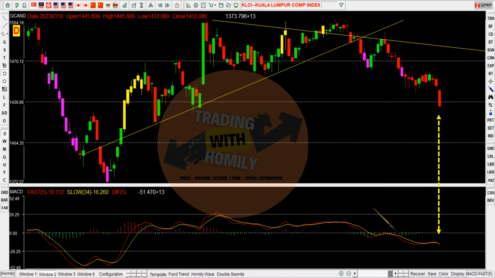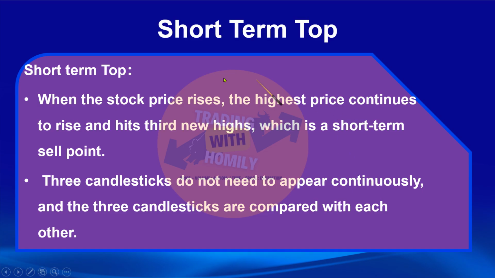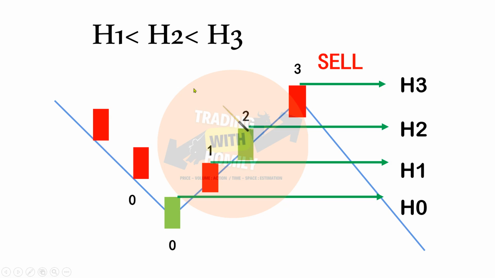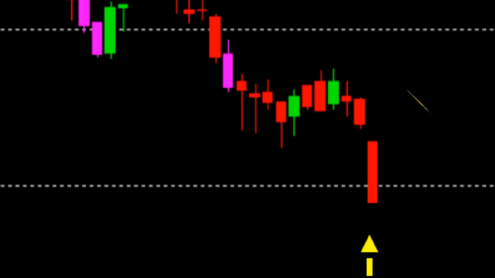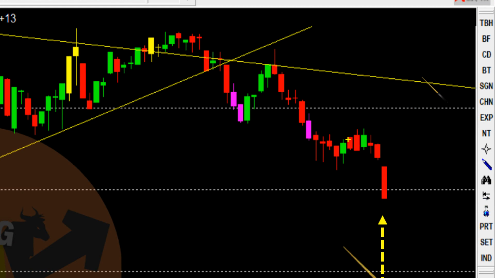What's more, last week I shared a method about how to find the short-term top. When the stock price rises, the highest price continues to rise and hits the third new high, which is a short-term sell point. The 3 candlesticks do not need to appear continuously; they are compared with each other. Here is a symbol. So we go back to the daily chart of KLSE.